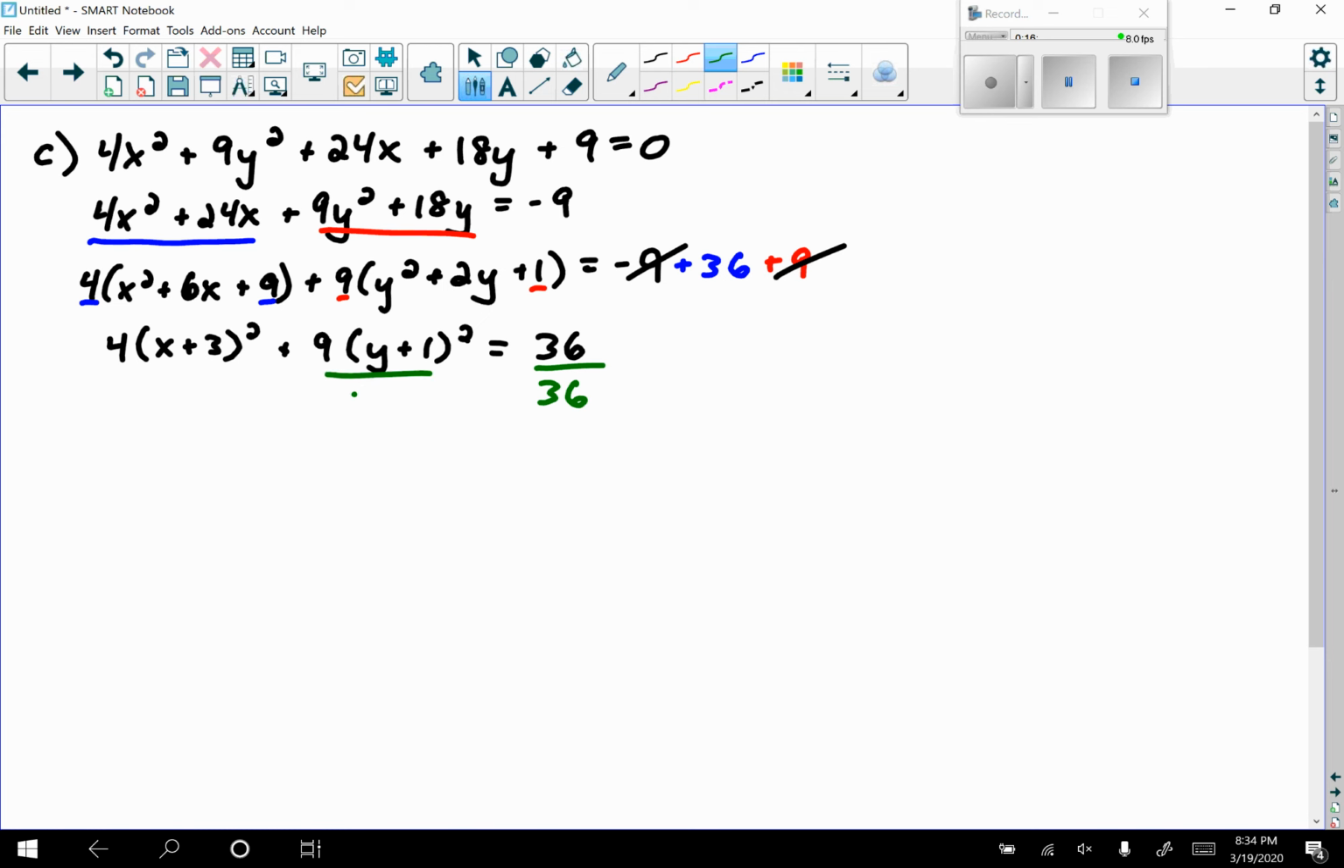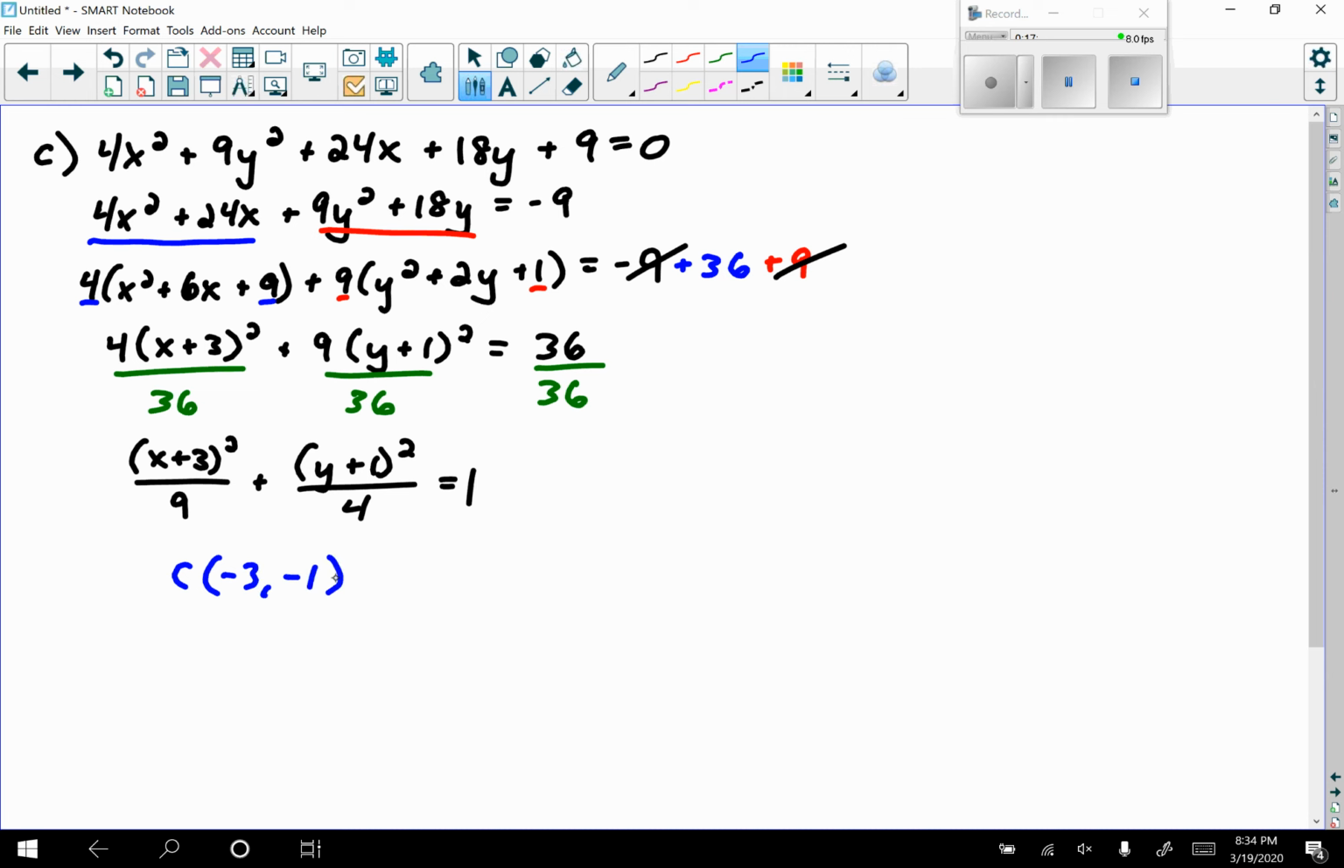So we're going to divide everything up here by 36. And we end up with the quantity x plus 3 squared over 9 plus the quantity y plus 1 squared over 4 equals 1. Our center is negative 3, negative 1. A squared is the 9, which means A is 3, and because it's first, our ellipse is going to have a major axis that runs horizontally. B squared is 4, so B is 2.